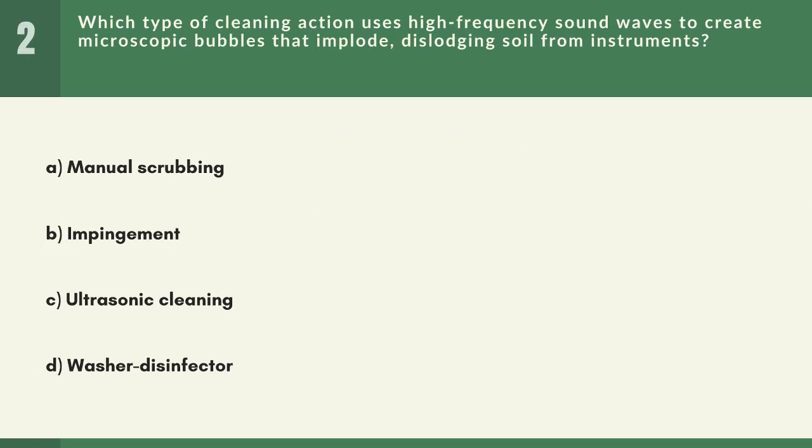Question 2. Which type of cleaning action uses high-frequency sound waves to create microscopic bubbles that implode, dislodging soil from instruments? A. Manual scrubbing. B. Impingement. C. Ultrasonic cleaning. D. Washer disinfector.